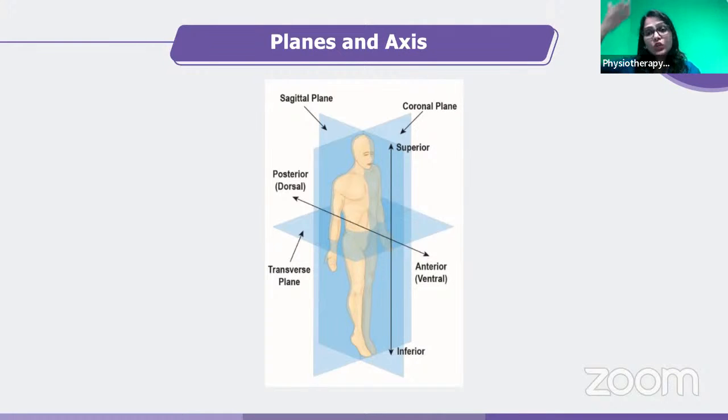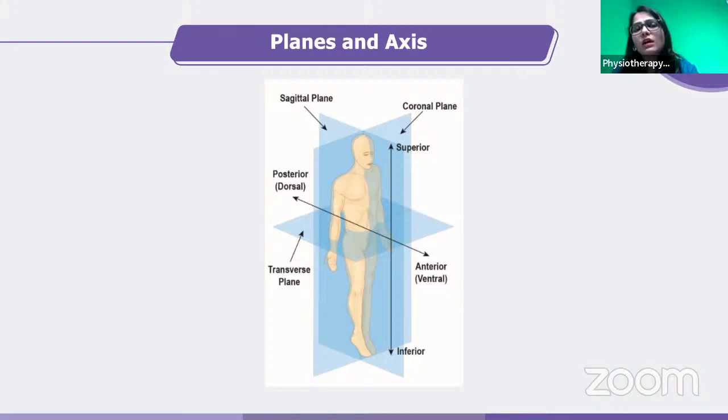Next is your coronal plane, which is dividing the body into anterior and posterior part. Next is the transverse plane, which is dividing the body into upper and lower halves. So this thing we are going to apply for the muscles also. Wondering how? I will show you.